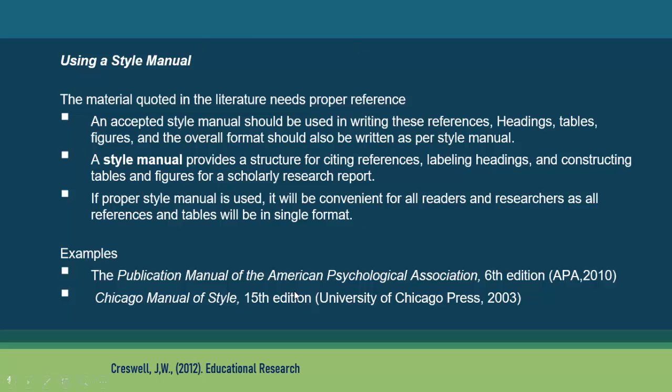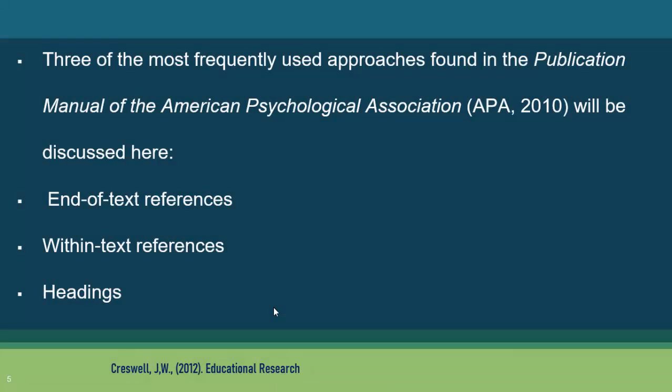For example, the Publication Manual of the American Psychological Association, 6th edition, and now the 7th edition is also available. The APA 2010 or the recently introduced 7th edition can be used for referencing. The Chicago Manual of Style, 15th edition, can also be used, depending on the requirement of the study, the research article, the PhD thesis or MPhil thesis, as wished by the university, the article editor, the journal editor, etc.